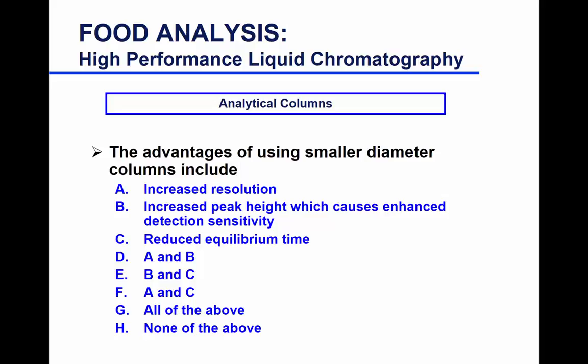Not necessarily that the column is longer. You were correct, but I want to know why you think this is correct. Yes, you're right. When you have a smaller diameter, you have less packing material, so you have less stationary phase, so your mass transfer is fast and you reach equilibrium faster. So your resolution is really fast.